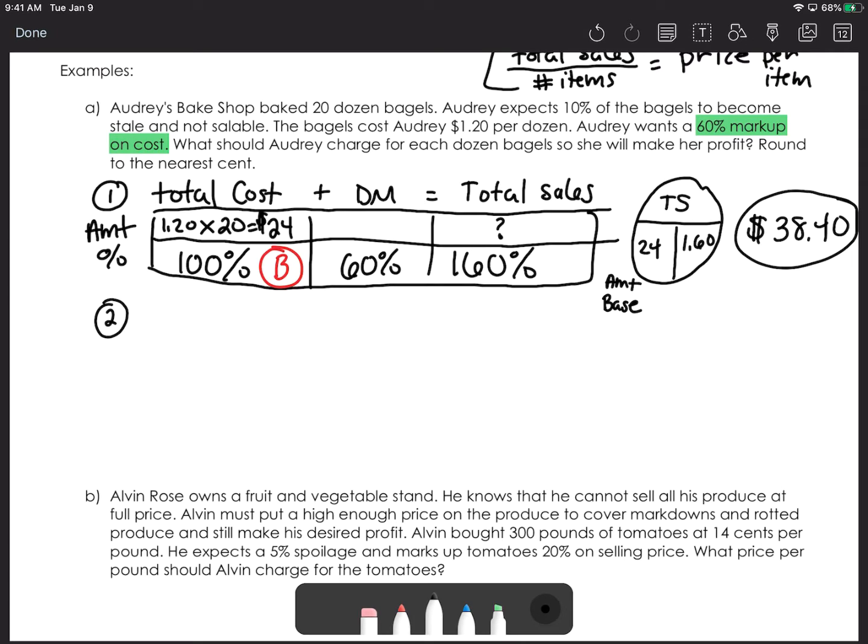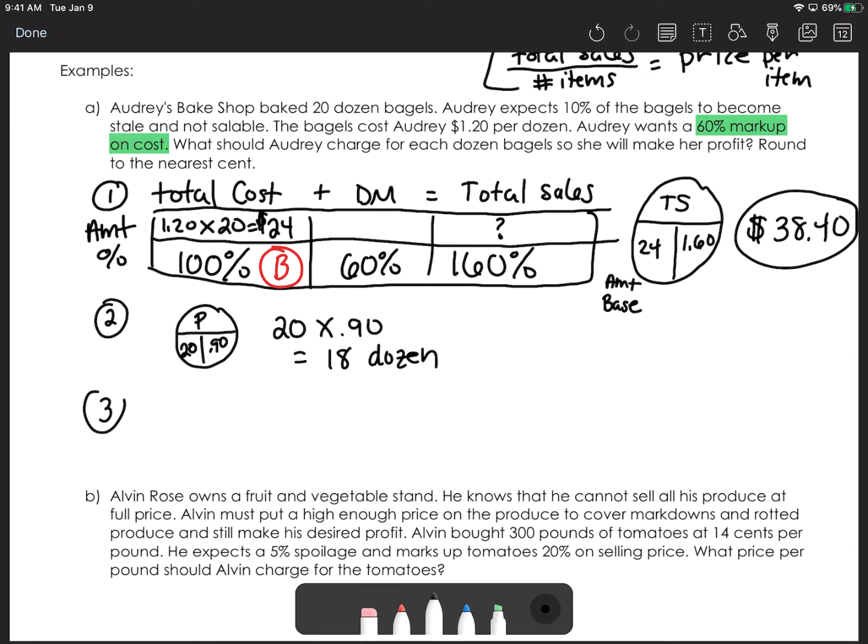Now, step 2, we want to figure out, based on previous history, she thinks about 10% is going to spoil. And we want to figure out how much she's going to be able to sell, because we take the total sales divided by how much she expects to sell. Well, 10% is how much is going to spoil, so 90% is what we expect to sell. So using my circle again, if I have 20 dozen bagels, and I think 90% of those I'm going to sell, I'm going to put in 0.9 for my rate. What I'm looking for is the portion. What portion of that 20 is the 90%? So I'm going to take 20 times 0.9, and that's going to be the number of dozens of bagels that she's going to be able to sell that she doesn't think is going to go stale. And when I take 20 times 0.9, I get 18 dozen.